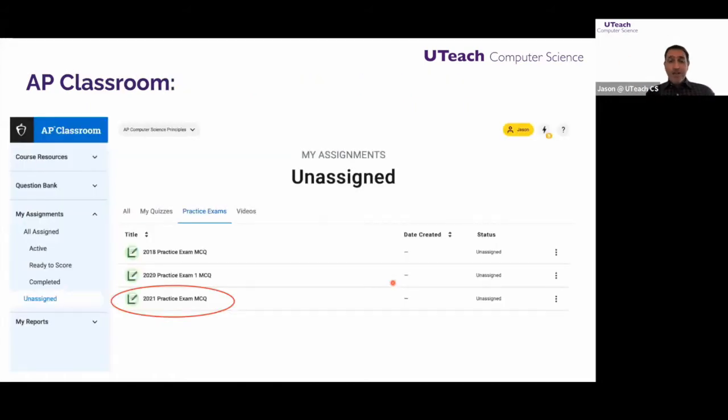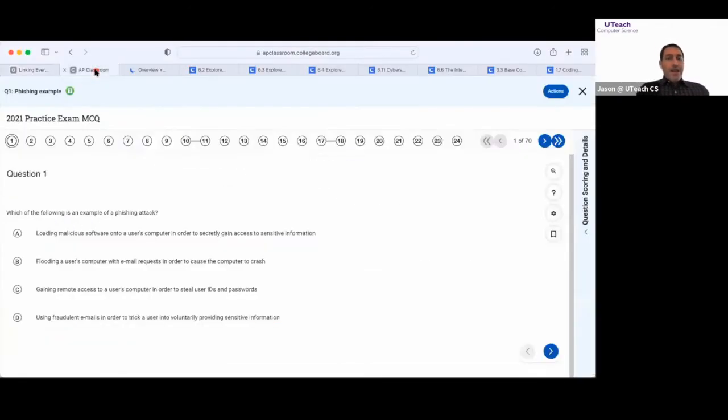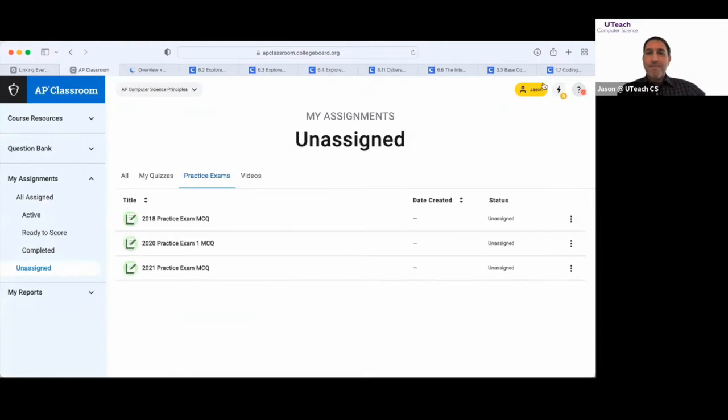Now, everything I'm going to talk about today is from the AP classroom. I'm going to be using the 2021 practice exam, and I'll show you how to get to this exam in a moment because we're going to jump out of my slide deck and into the AP classroom and into Codio. So the practice exam that we're using can be found in the AP classroom. Now, in the AP classroom, and you can see I just hopped into it, let me show you where you can find this practice exam.